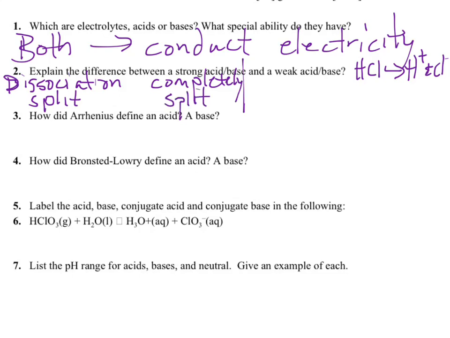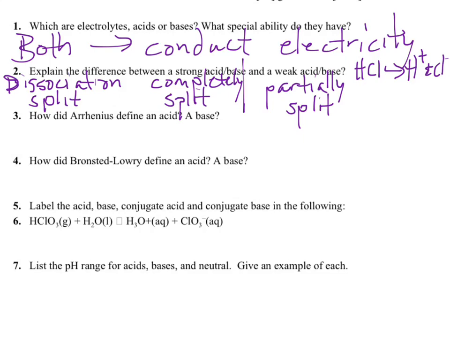And then a weak acid or base is an acid or base that only partially splits. So don't get confused here. Some people get confused between the concentrations and the pH values and things like that. Strong or weak is simply just how well they split, whether they completely split or partially split.